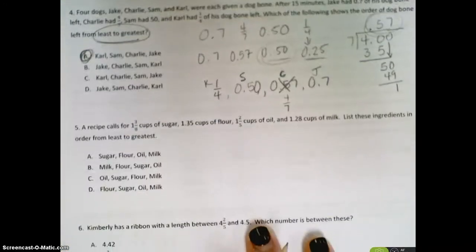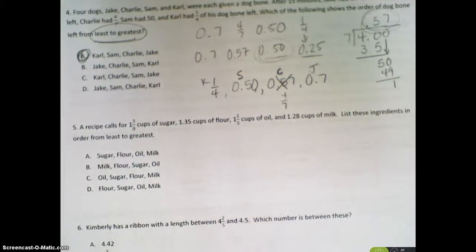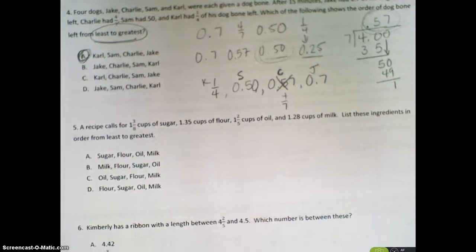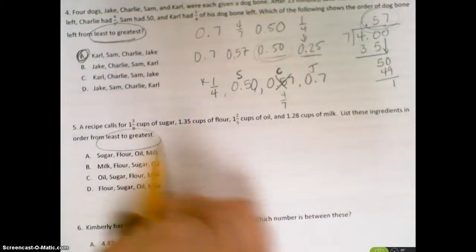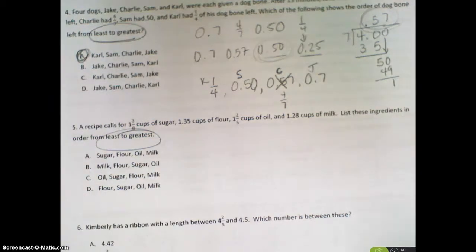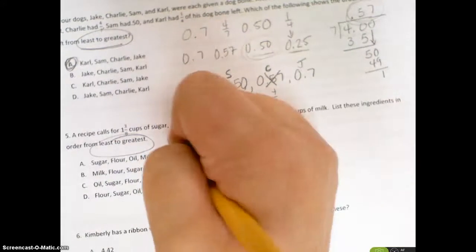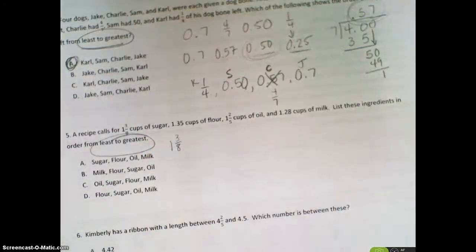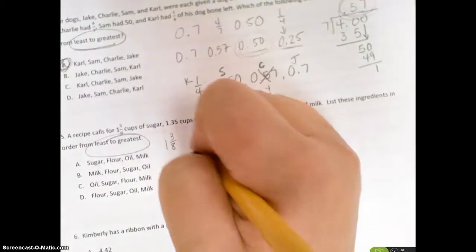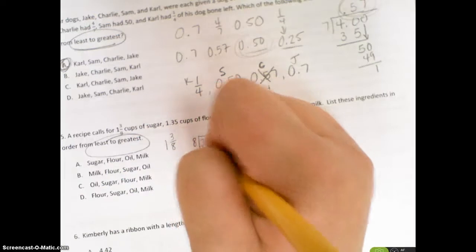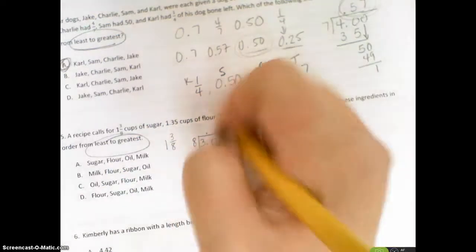Number 5, a recipe calls for 1 3/8 cups sugar, 1 35/100 cups flour, 1 2/5 cups oil, and 1 28/100 cups milk. List these ingredients in order from least to greatest. Again, turning fractions to decimals is the easiest way to do that. So I'm going to start with 1 3/8 because 8 doesn't go into 10 or 100 easily. I'm going to divide. 8 goes into 30 because I put my decimal 3 times.